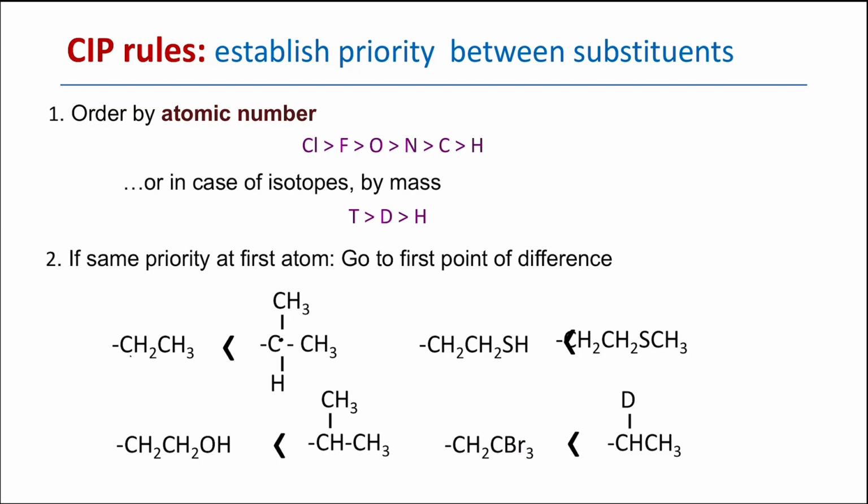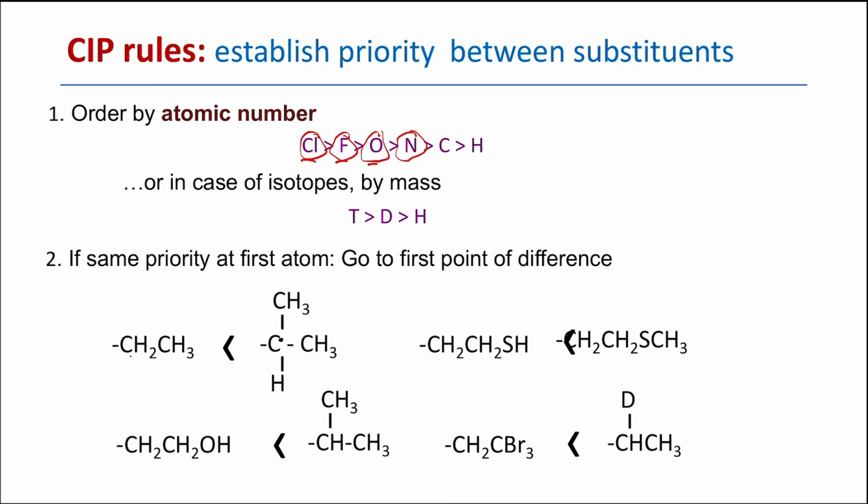If you have substituents like chlorine, fluorine, oxygen, for example, then chlorine has the higher atomic number, so it's going to take priority over fluorine, which is going to take priority over oxygen, which is going to take priority over nitrogen, and so on. So you just look at the atomic number. We don't look at the atomic mass. We put them in order of their atomic number.